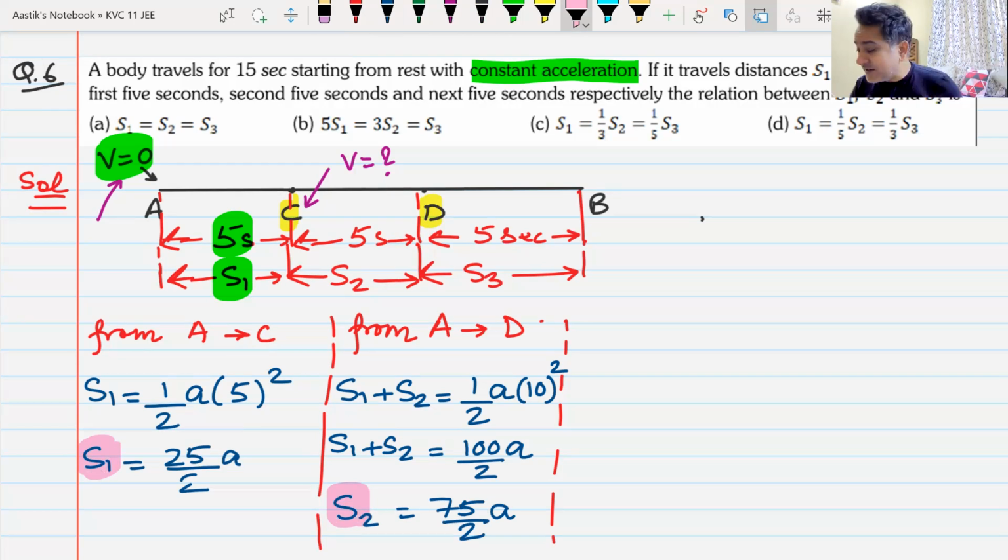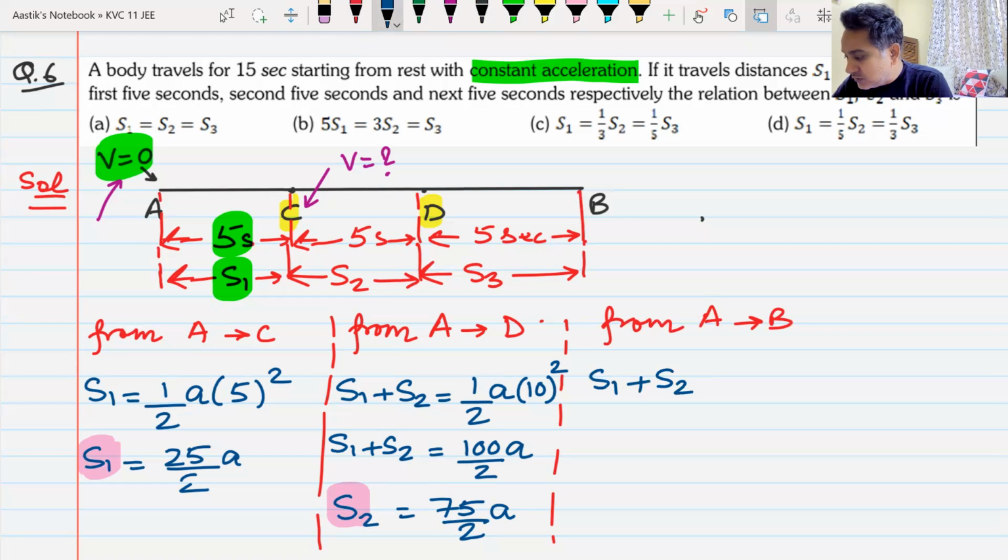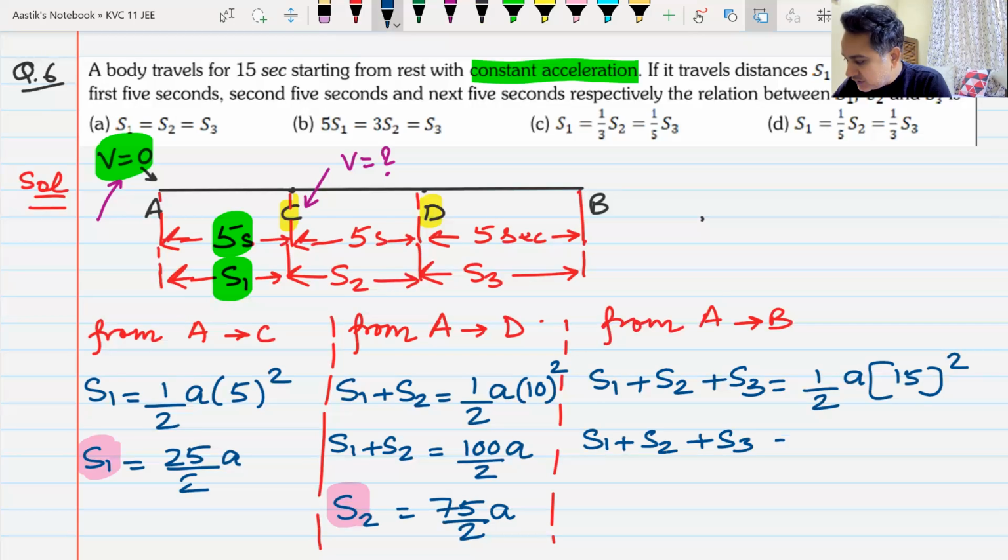What would I do next? Can anyone guess? I could make the equation from D to B, but I would again be caught. I will make the equation straight away from A to B. I can do this because it is motion with uniform acceleration. What is the displacement now? My displacement has become S1 plus S2 plus S3, and that is equal to 0 plus half into A into time, which is 15 seconds, so 15 square. From here I can get S1 plus S2 plus S3 is equal to 225 by 2A.